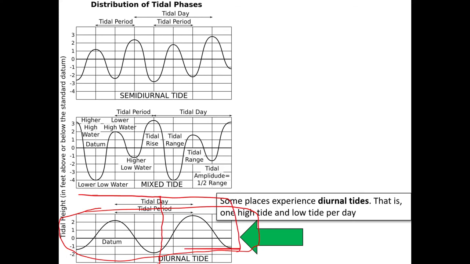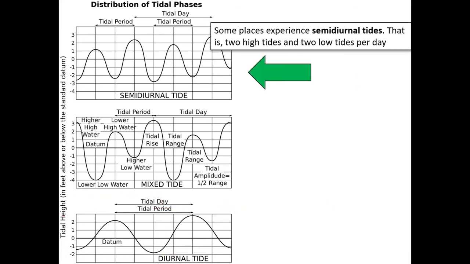So you should get one high tide a day. But notice that with semi-diurnal tides, you're actually getting multiple high tides a day. Two low tides and two high tides a day. And that's because of seiche waves.